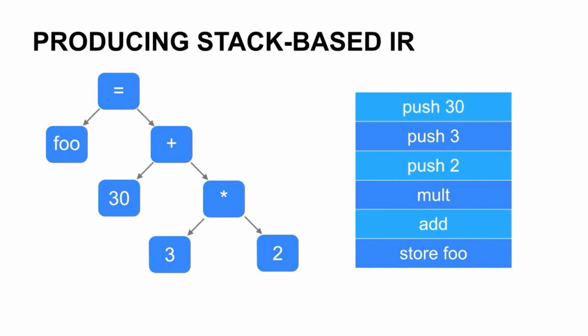We come back up to the plus, and we go down its right-hand side, multiply. So we need to do its left-hand side. That's a push 3. Come back up, push 2, come back up. Now we can do our multiply, come back up again. Now we can do our add, and finally we can store into foo. In all likelihood, you're actually fairly familiar with what we're doing here. All this actually turns out to be is reverse Polish notation. So it's very easy to take the tree traversal and turn it into stack-based bytecode.